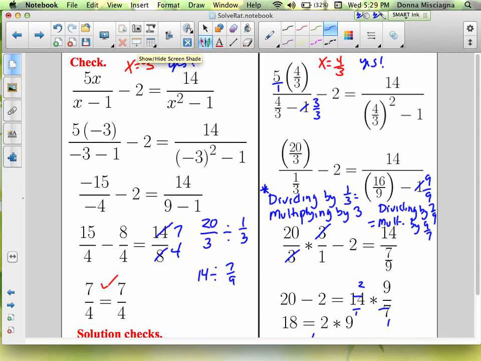Let's go back to the beginning, right here. So we have 20/3 times 3. The 3s will cancel. That's just 20. 20 minus 2 equals 14 times 9/7. We can reduce, and we're left with 18 equals 2 times 9. And I think it's off the screen, but it just says 18 equals 18. This solution checks out. So these are both good solutions. Even though it looks a little funky, 4/3 is a good solution.